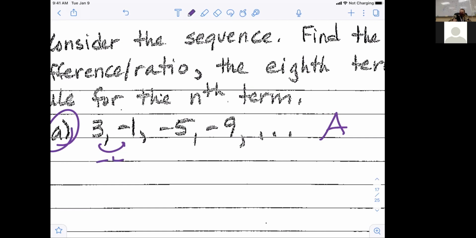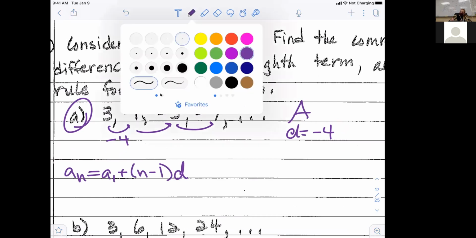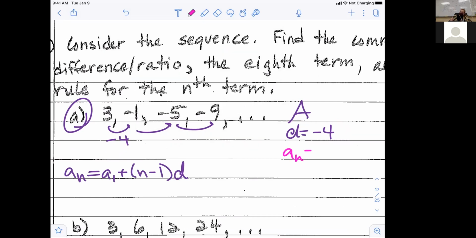Yep, minus 4, minus 4, minus 4. So my common difference is negative 4. Let's write my general form of the equation, my explicit rule. So remember that the equation goes a sub n equals a sub 1 plus n minus 1 times d. So for my general term, I don't have a sub n, but I do have a sub 1. What's the first term in this equation?